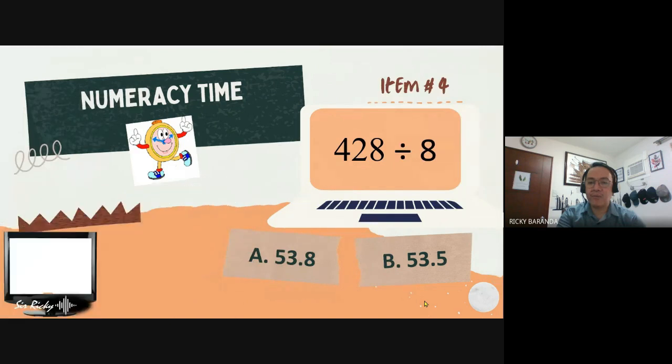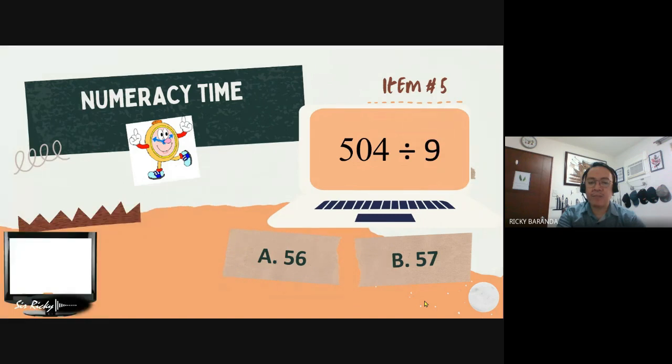For item number 4, 428 divided by 8. Is it A, 53.8? B, 53.5? You can pause the time. The correct answer is letter B, 53.5. For the last item, item number 5, 504 divided by 9. Is it A, 56? B, 57? You can pause the video. The correct answer is letter A, 56. So what we do is we divide numbers.